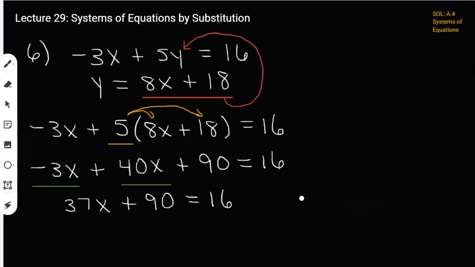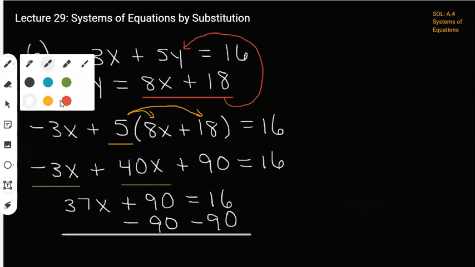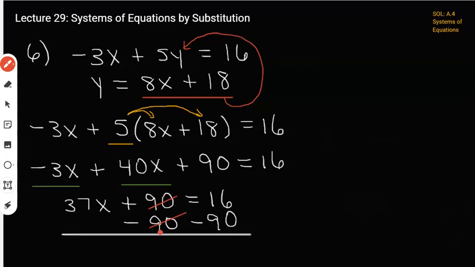Okay, so now I have a multi-step equation. And it's pretty easy from here to see how I'm going to get x by itself. The first thing I've got to do is get rid of the 90 somehow. And then I've got to get rid of the 37. So let's subtract 90 from both sides. When I do that, the 90s are going to cancel out. 90 minus 90 is 0.